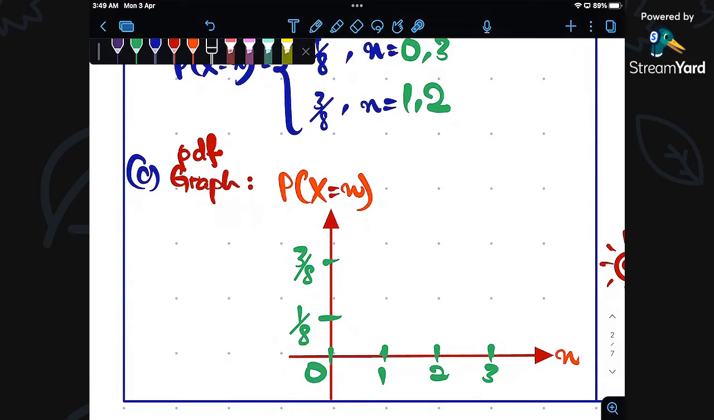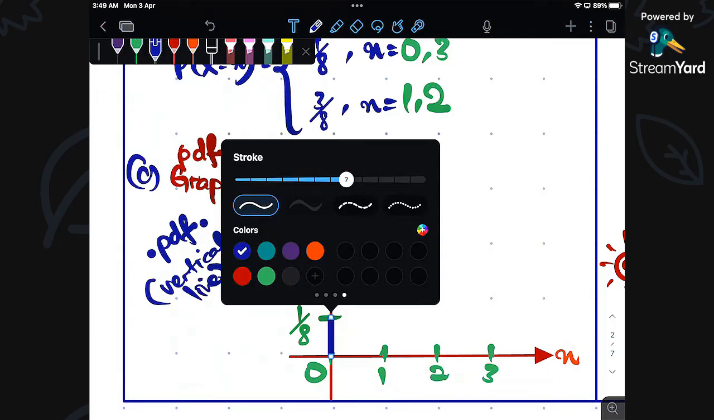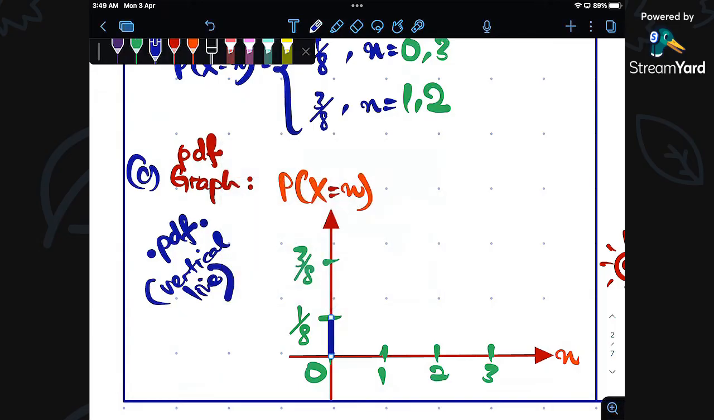But that is not the main point. The main point is how we draw it. How do we draw the PDF graph? The PDF graph, I repeat, is just drawing a vertical line. We know that the probability of getting 0 tails is 1 over 8. So I'm going to put a very thick vertical line here to show you that this is the vertical line.